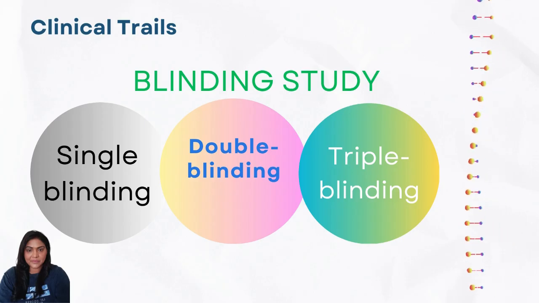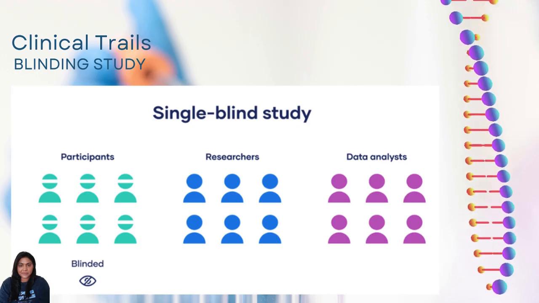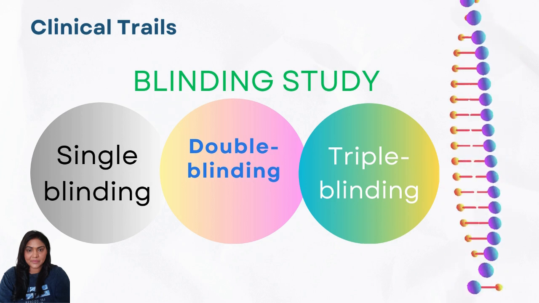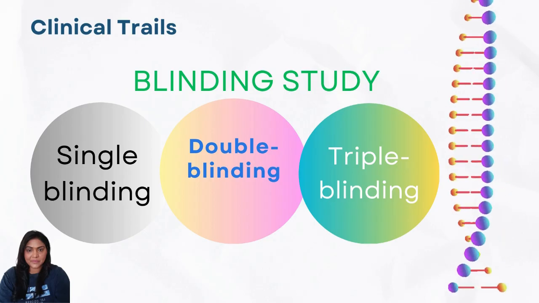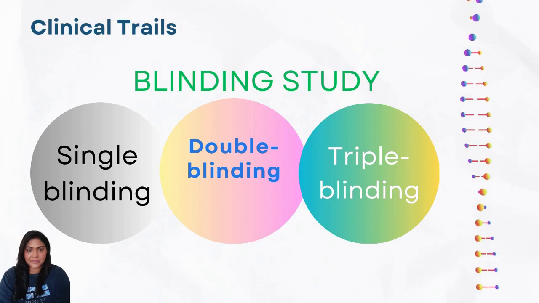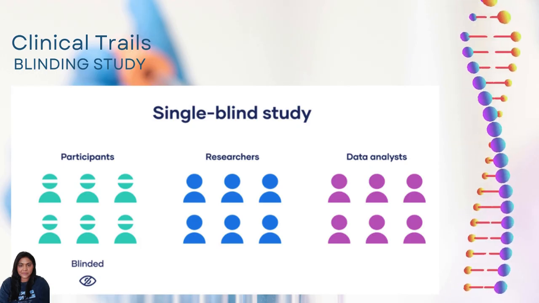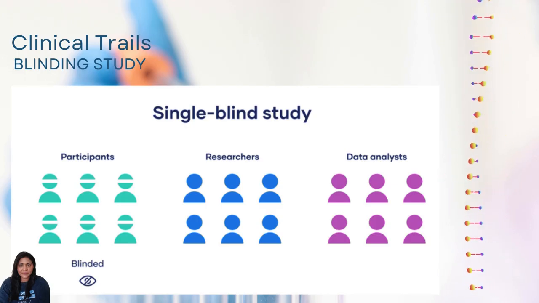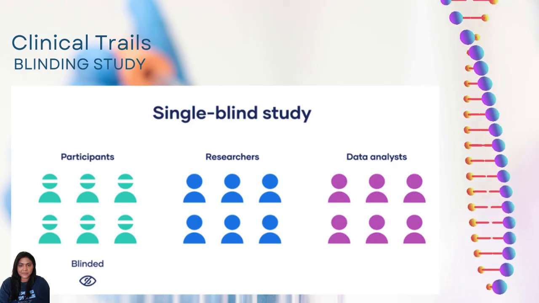Let's understand different types of blinding. Blinding studies are mainly three types: single blinding, double blinding, triple blinding. So single blinding occurs in many different kinds of studies, but double and triple blinding are mainly used in medical research. So let's discuss single blinding.